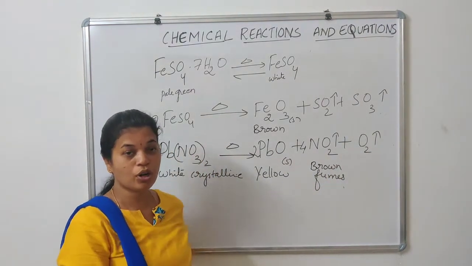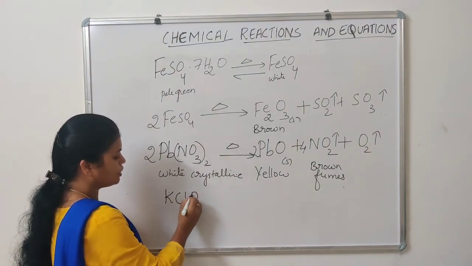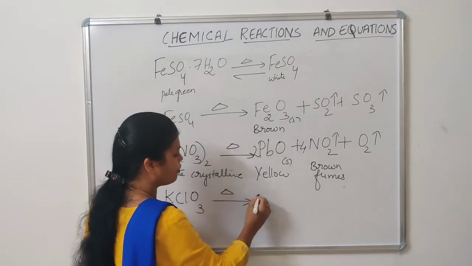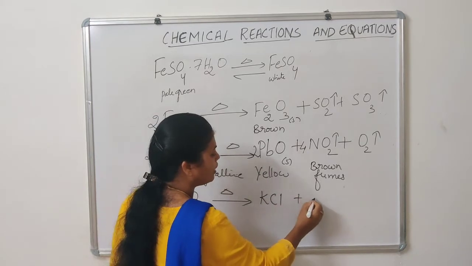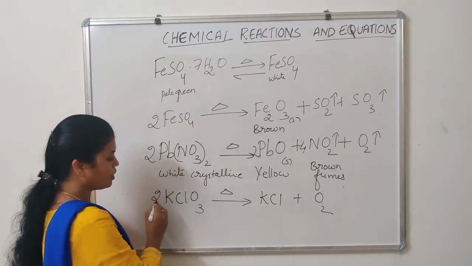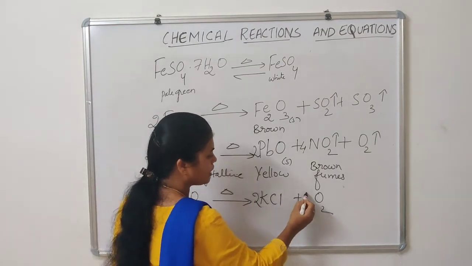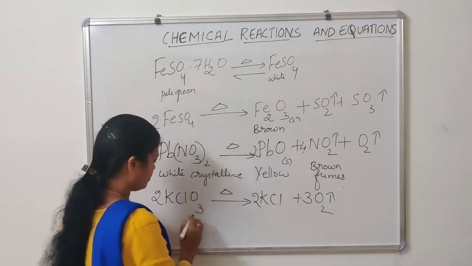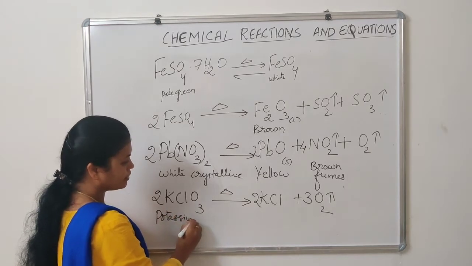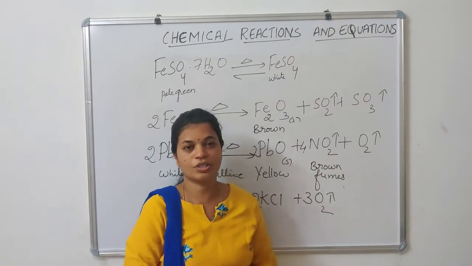Let us consider one more example. Potassium chlorate, KClO3. On heating it forms potassium chloride and oxygen gas. After balancing, 2KClO3 forms 2KCl, and 2 threes are 6, so 3O2. So on heating, potassium chlorate gets decomposed to potassium chloride plus oxygen gas.